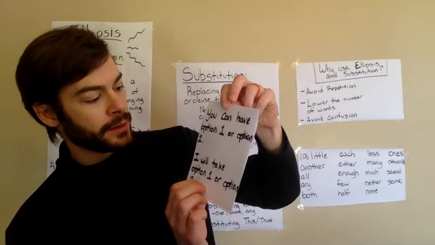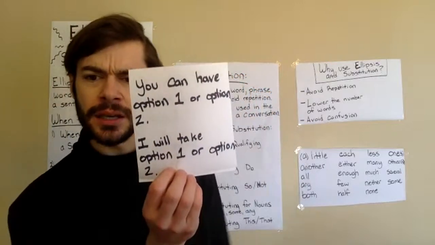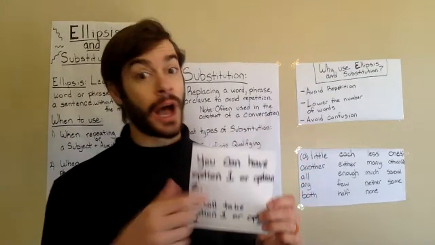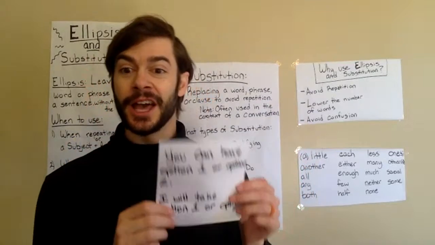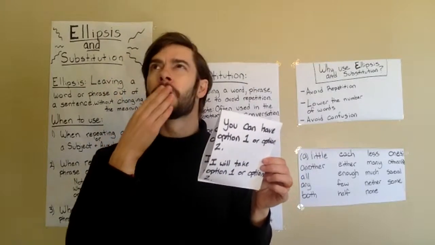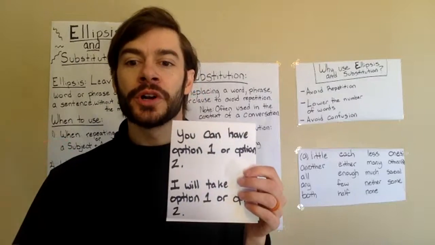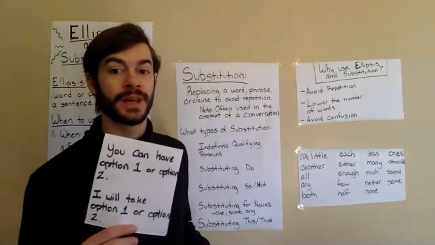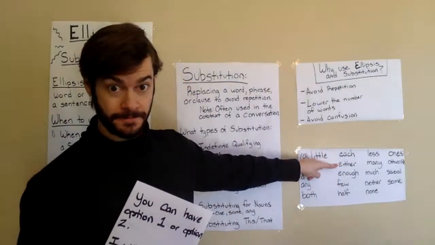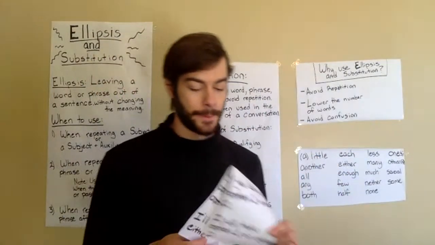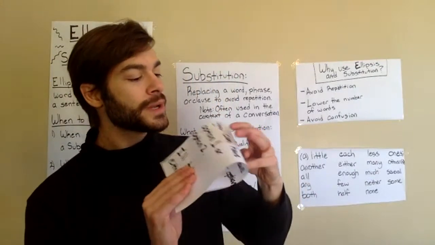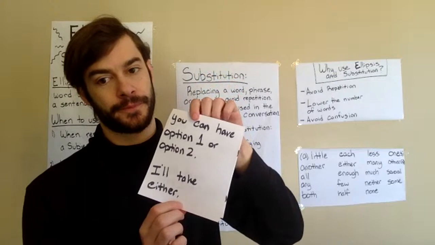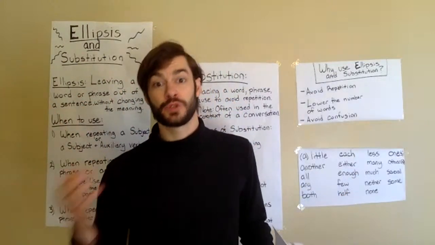You can have option 1 or option 2. I will take option 1 or option 2. So this is a conversation. You can have option 1 or option 2. And you repeat, I will take option 1 or option 2. So that's a lot of words to say. But what we can do is take an indefinite qualifying pronoun, specifically the pronoun either, and place it into the sentence. It becomes, you can have option 1 or option 2. I will take either. I will take either option 1 or option 2.